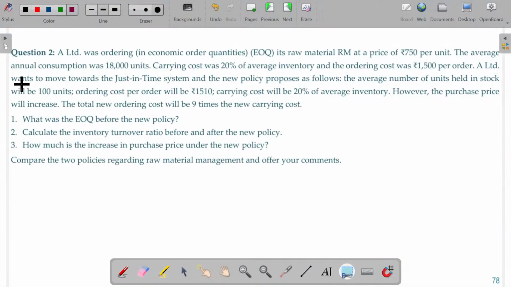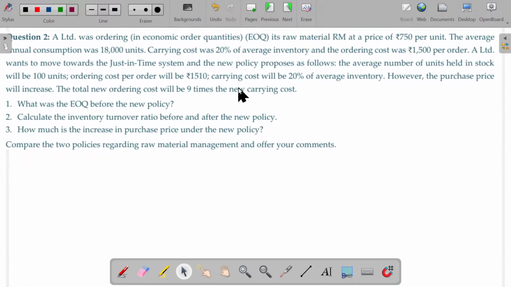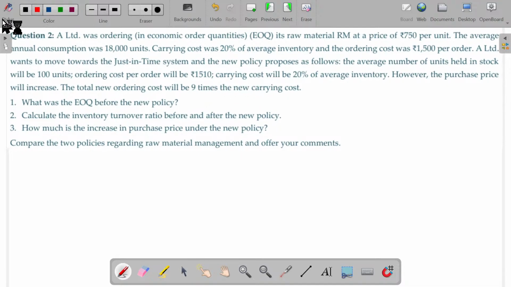This question number 2 is one of the interesting illustrations asked in CA exams. Again the EOQ calculation, but with missing data that you have to solve in this illustration.